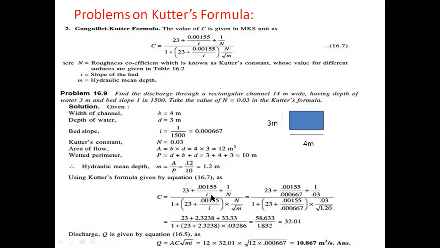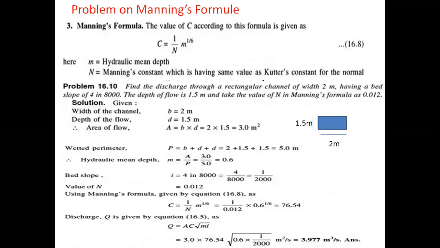In the previous problem, we found the discharge of the channel by using Chezy's constant, where the Chezy's constant value was found from Kutter's formula. Now Manning's formula: C equals 1 by n into M power 1 by 6. Here M equals hydraulic mean depth, and n is Manning's constant.